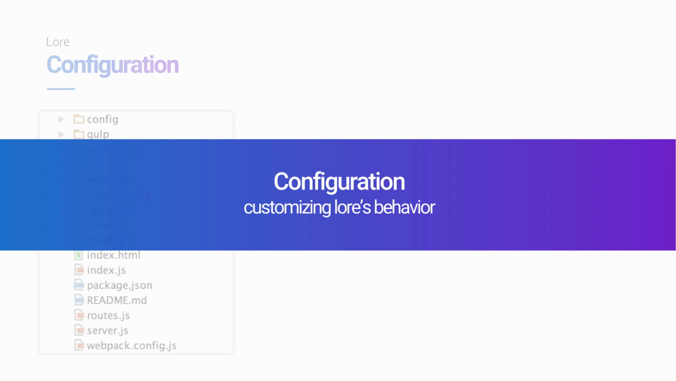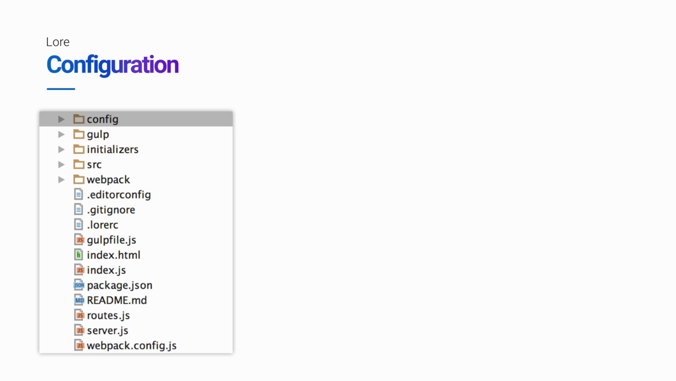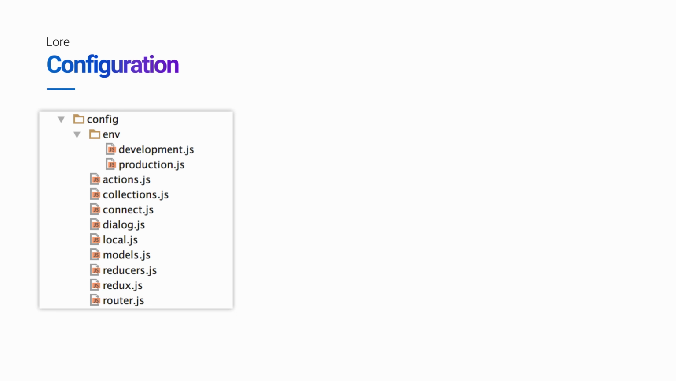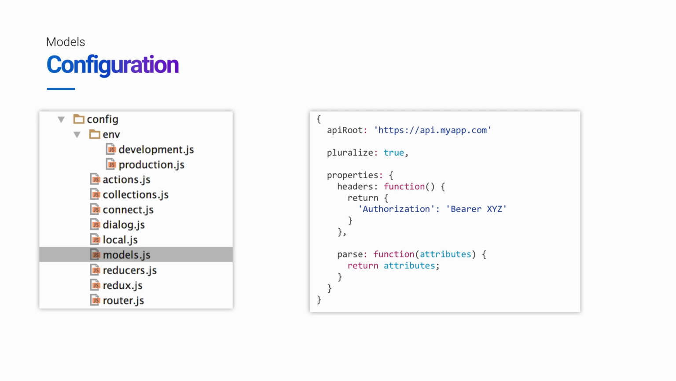In this step, we're going to be teaching Lore where our API server is. And to do that, we need to first discuss configuration. At the root of your project is a folder called config. And if you open that up, you're going to see a list of files. The file we're going to be interested in this step is called models.